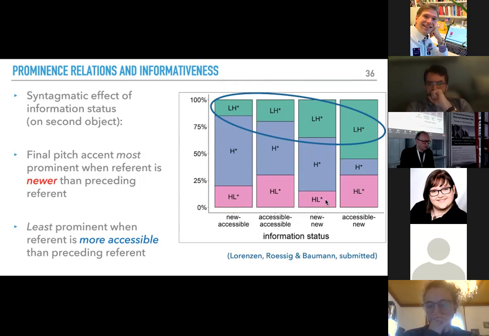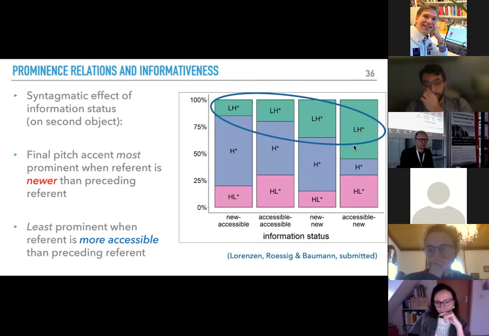The final pitch accent is marked most prominently, and we say that due to the fact that we have a higher percentage of the very prominent accent type L plus H star. So when the referent is newer than a preceding referent, we find this. And it is marked least prominent in this column when it is more accessible than a preceding referent.